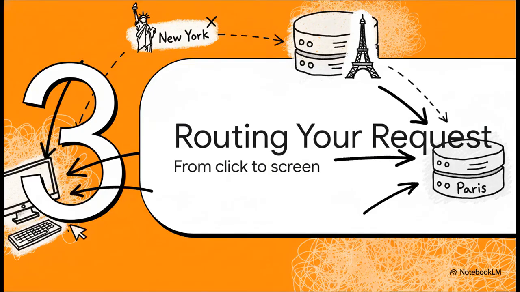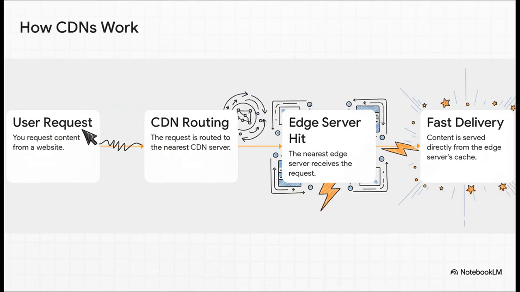All right, so that brings up a good question. How does your computer know to grab the video from the nearby warehouse in Paris instead of going all the way back to the factory in New York? This is where the CDN's intelligence really kicks in. Let's just trace the journey of your click for a second. The whole thing happens in the blink of an eye.